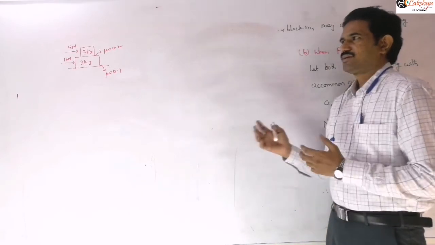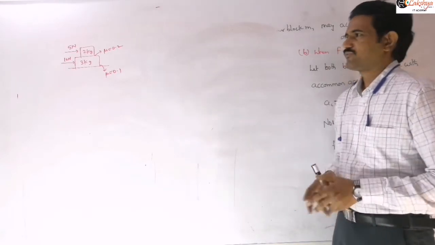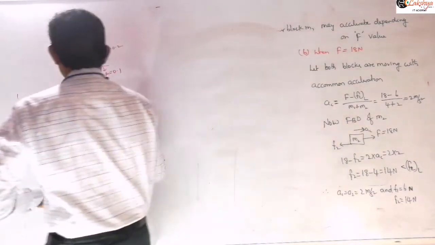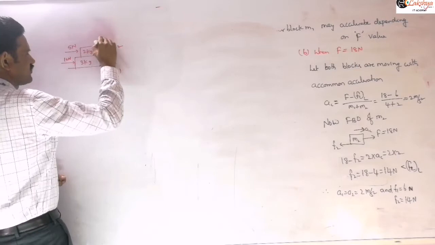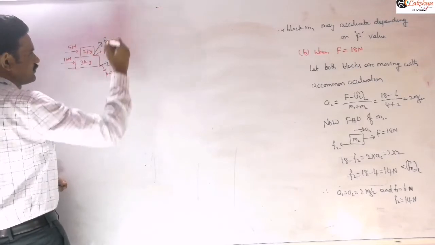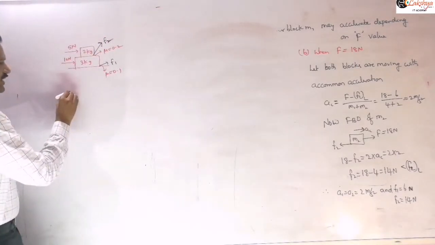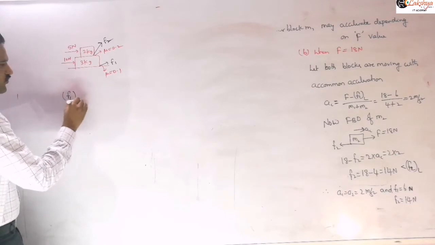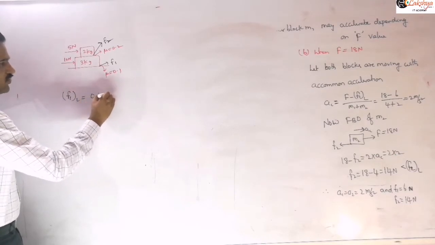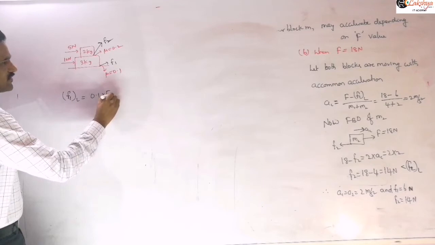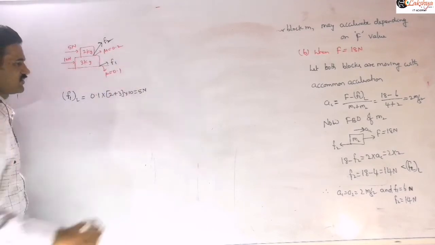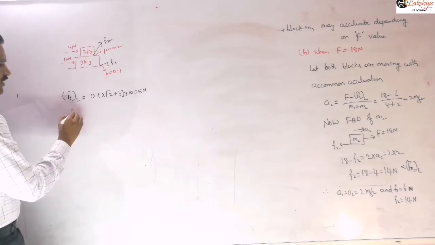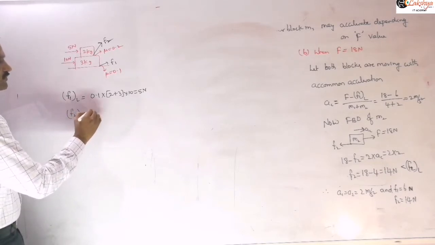So again let us calculate these F1 limiting and F2 limiting values. Again let us take this frictional force as F1, and this frictional force I am taking as F2. So now I am writing F2 limiting and F1 limiting. F1 limiting is equal to 0.1 into (2 plus 3) into 10. So this is 5 newtons, F1 limiting. And now F2 limiting.